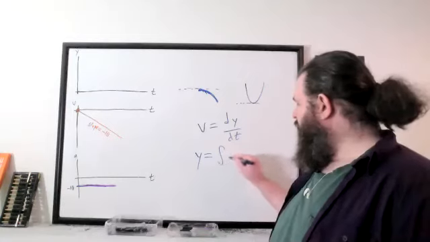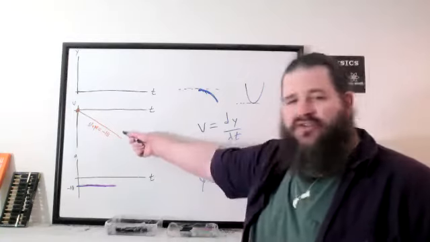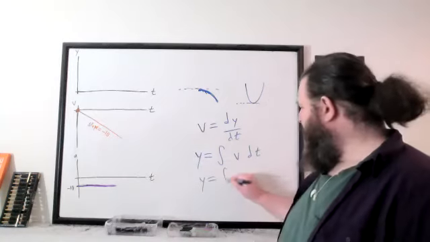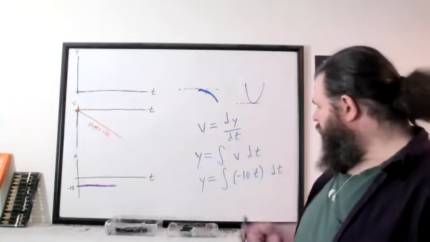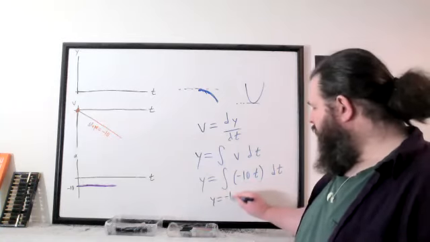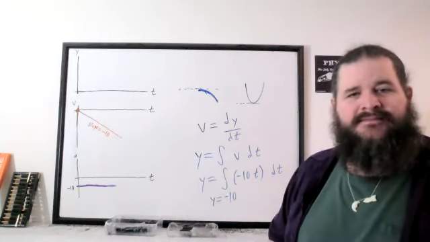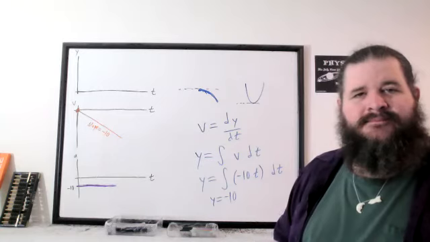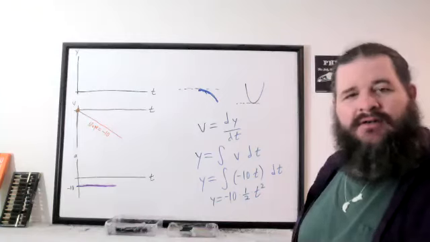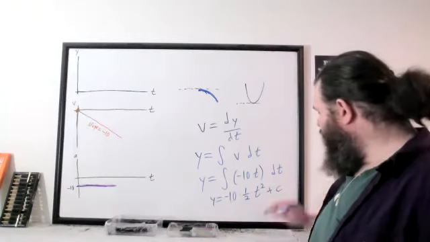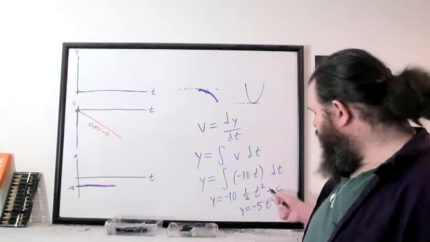Position is going to be the integral of velocity. And in this case, velocity is just a straight line with slope -10, which we could write as -10t. The -10 can be pulled out, and we just get the integral of t. What's the integral of t? 1/2 t squared. Right. And because it's an indefinite integral, we also have a plus some constant. So we end up with y equals -5t squared plus a constant.